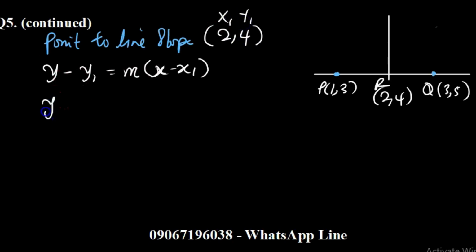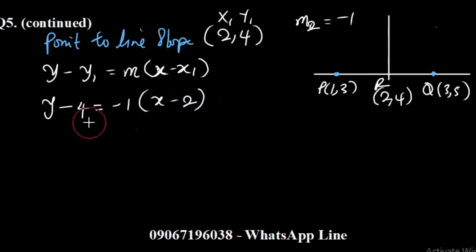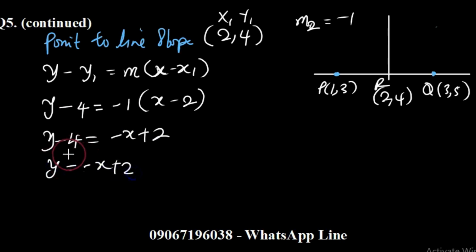So if we do that, it's going to give us y minus our y1, which is 4, is equal to m. Remember, we got our slope m2 to be equal to -1. So this is going to become -1 into x minus our x1, which is 2. So y minus 4 is equal to minus x plus 2. Making y the subject of the formula, we're going to have y is equal to minus x plus 2. Move this over here, this is going to become plus 4. So y is equal to minus x plus 6. So this is the equation, the answer that we've been looking for.